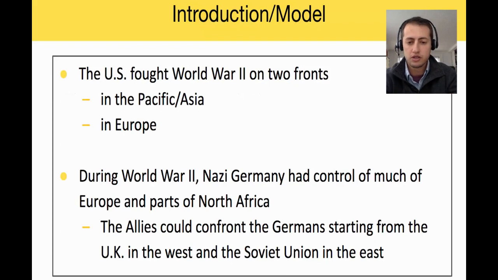It starts off with a short content mini lesson, just giving a little bit of background. You want to make sure students understand that the U.S. was fighting both in the Pacific and in Europe. This lesson is going to focus on the Europe front, or the Eastern Front. You also want to make sure that they understand that Nazi Germany had control of a lot of areas in Europe and parts of north Africa. Particularly, you want to make sure students understand they had control over France.